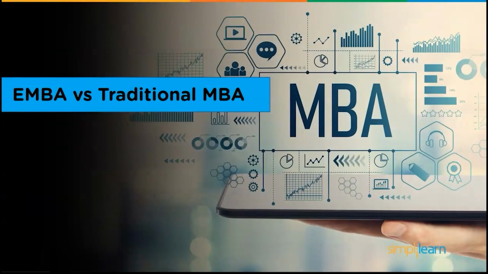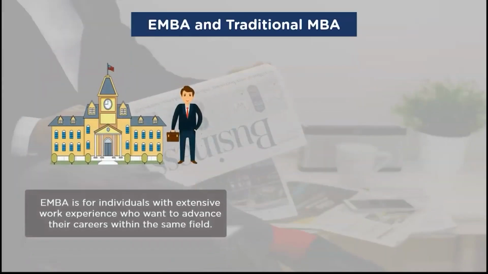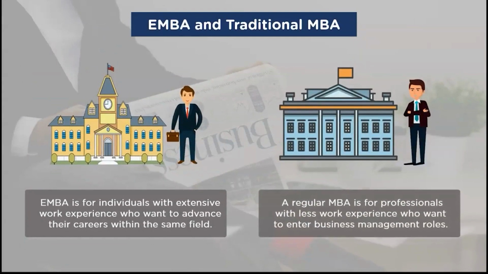Moving forward, we'll look into a few differences between the Executive MBA program and the regular full-time MBA program. The first parameter which differentiates EMBA from full-time MBA is the expected student profile. The Executive MBA is intended for seasoned individuals with extensive work experience who want to advance their careers within the same field. A regular MBA, on the other hand, is for professionals with only a few years of experience who want to enter business management roles or alter their career paths. The average age of students who apply for an EMBA program is 38 years, while the average age for students who apply for a standard full-time MBA is 28 years.